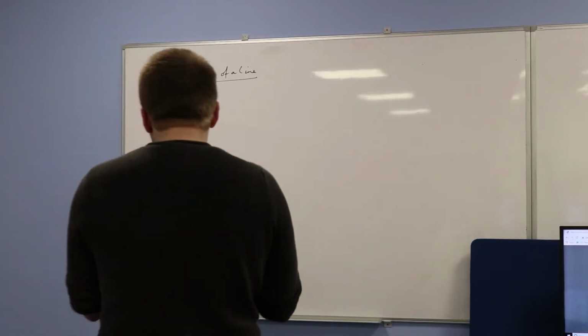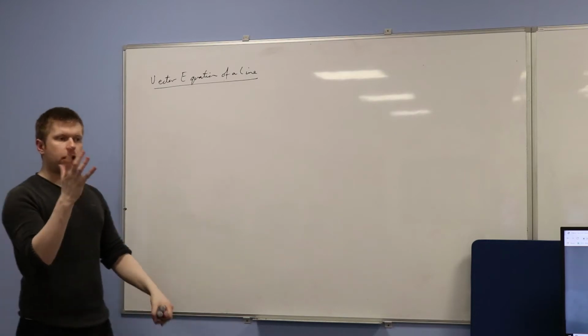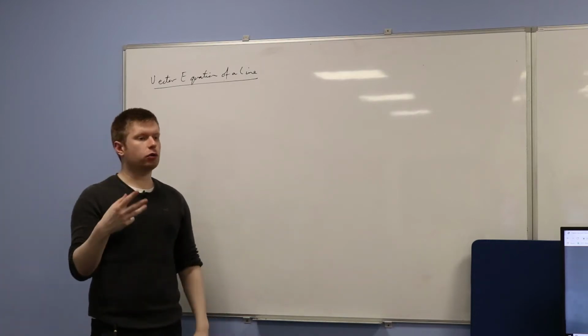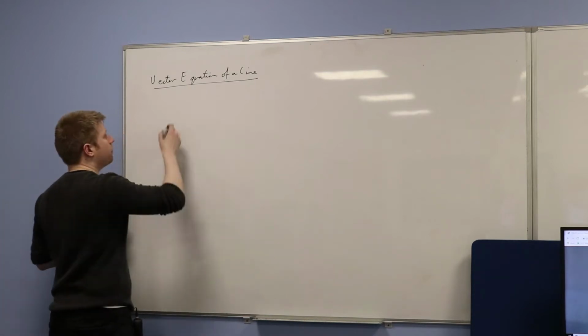Okay, so are you happy that there are 3 ways in which 2 3-dimensional lines can interact with each other? You can either have what we've already looked at. They can intersect.